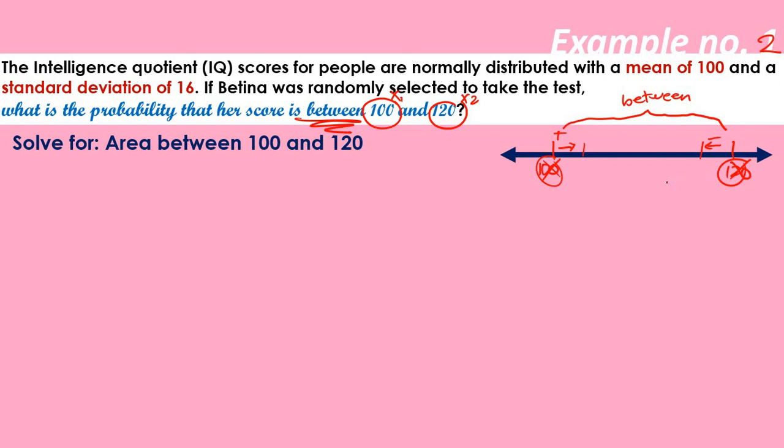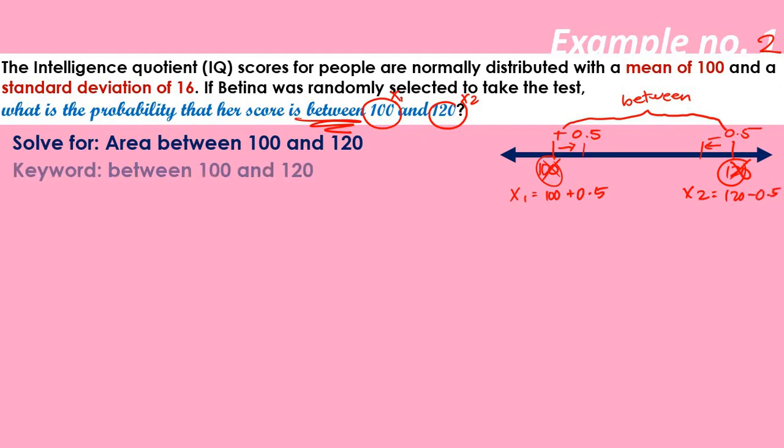So here, in this case, there's no particular rounding off that we need to apply. That's why we will already assume that we are rounding off to the nearest whole number. So if we have a whole number, we need a number to the right for us to be able to round it off. So that will be adding 0.5 and subtracting 0.5. So the new value of x sub 1 will be 100 plus 0.5. The new value of x sub 2 would be 120 minus 0.5. So our keyword is between 100 and 120.